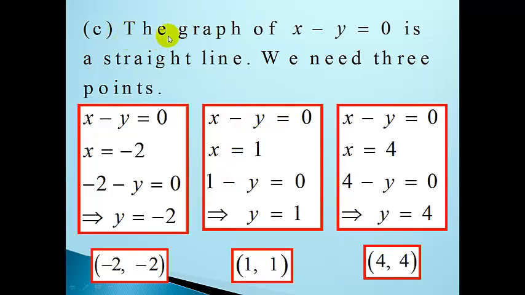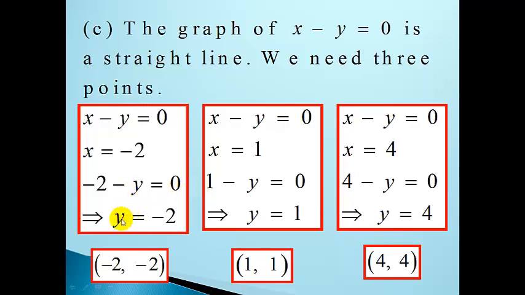Now see, the graph of x minus y equals 0 is a straight line. So we need 3 points, and 2 points is even enough to give us a straight line. So for x minus y equals 0, when x equals minus 2, it means that wherever you see x, you substitute it by minus 2 so we can find the value of y. Now from x minus y equals 0, when you substitute x equals minus 2, we have minus 2 minus y equals 0.